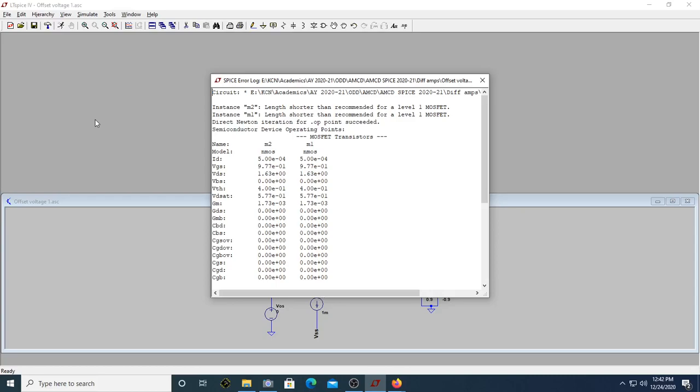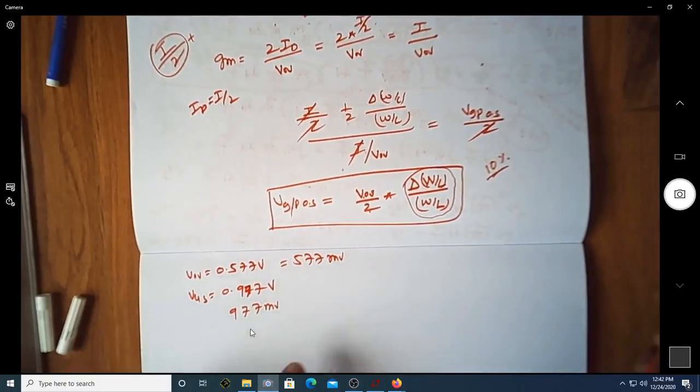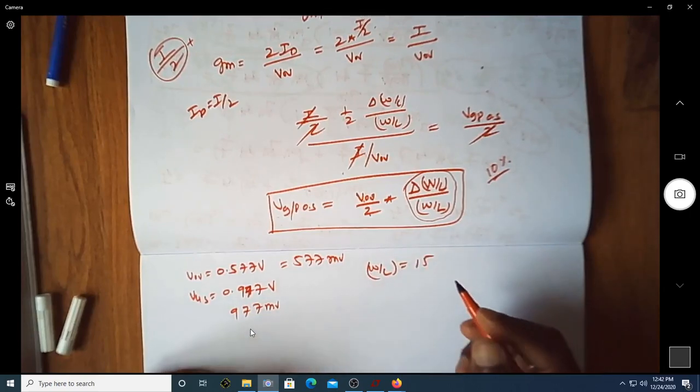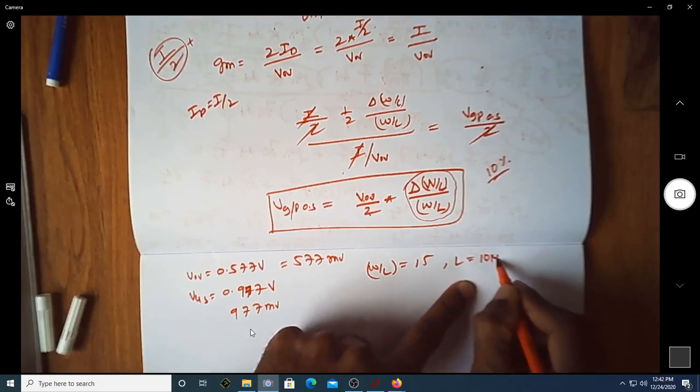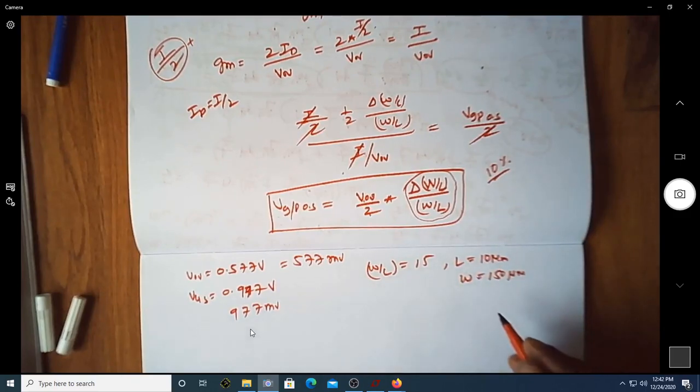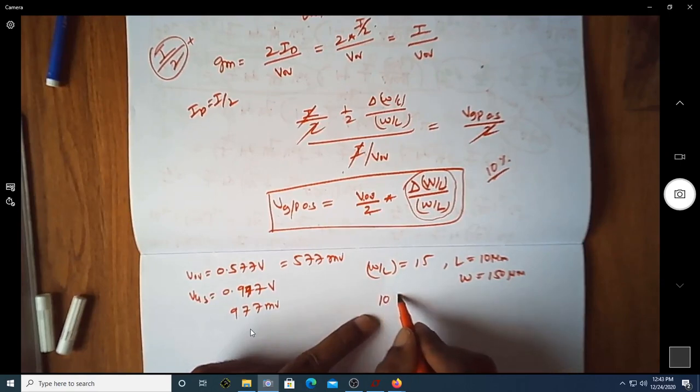VGS happens to be 0.977 volt. So this is 977 millivolt and this is 577 millivolt. So these are the values that we got when the things are perfectly matched. When they are perfectly matched, we have taken W by L equal to 15, with L equal to 10 micrometer and W equal to 150 micrometer.